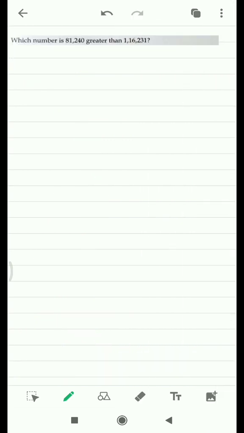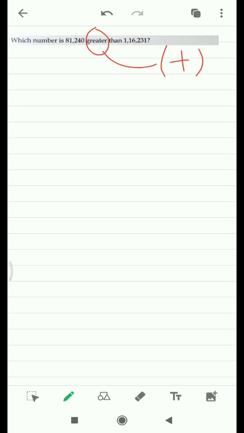I hope you understood. Let's move to our second question. Which number is 81,240 greater than this? Greater. Now we have to find a greater number. Now what does greater signify? We need to add. In order to find the greater one, we need to find the larger number, and that larger number can only be obtained by adding.